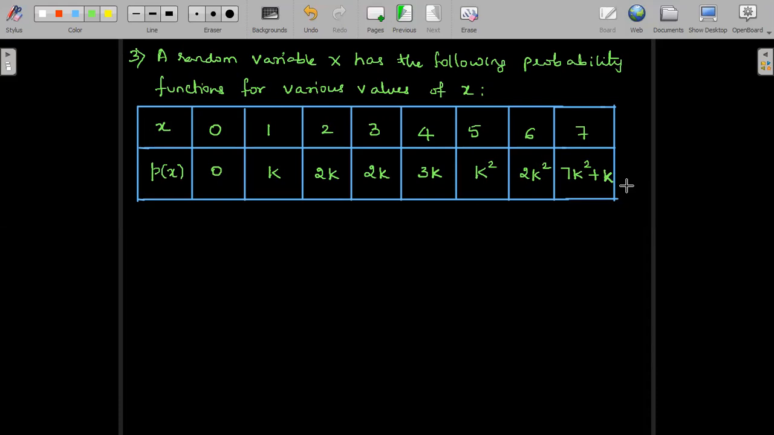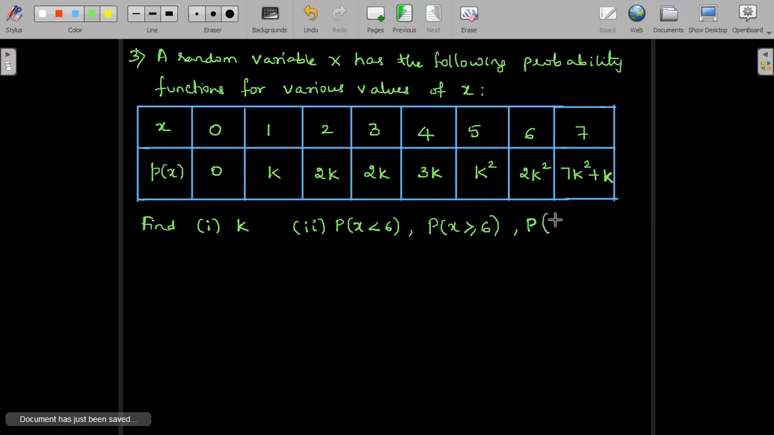The following has to be found. First one, k value. Second one, probability of x less than 6, probability of x greater than or equal to 6, and probability of x lying between 3 to 6, where it is less than or equal to 6 and greater than 3.